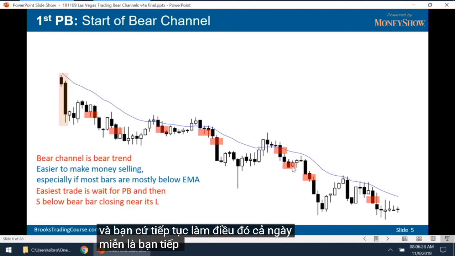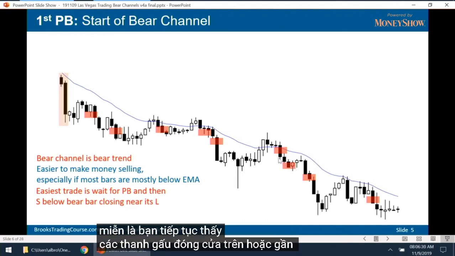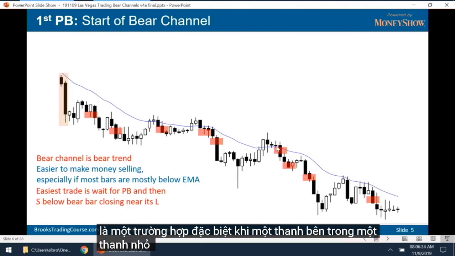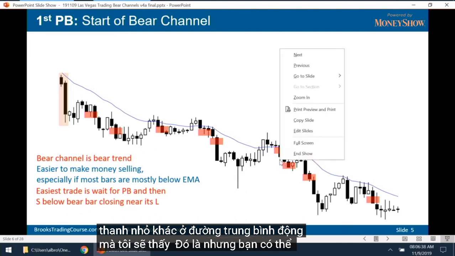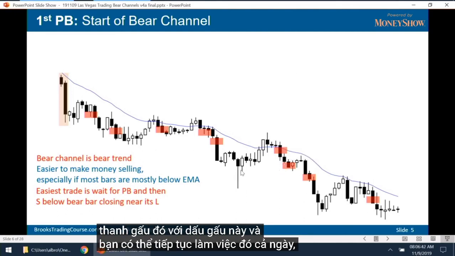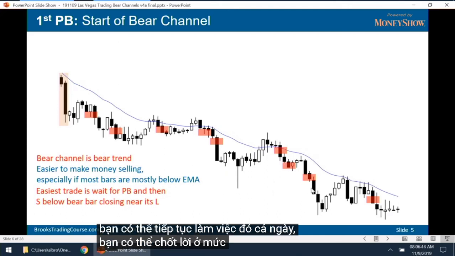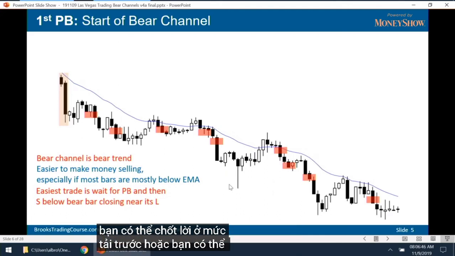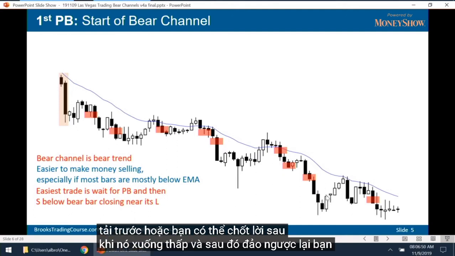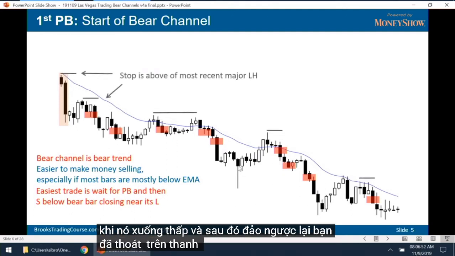As long as you keep seeing bear bars closing on or near their lows, keep selling. This is a special circumstance. It's an inside bar, another small bar at the moving average. I would sell that. But you could sell below this bear bar, below that bear bar, and you can just keep doing it all day long. You can take profits at the prior low, or you can take profits after it makes a new low and then reverses up. You exit above a bull bar.